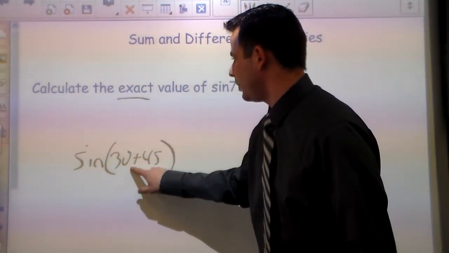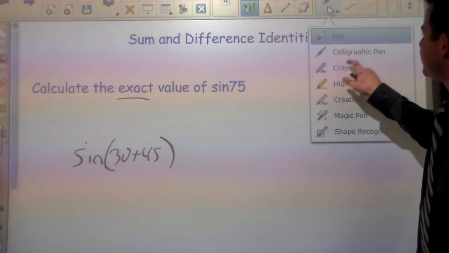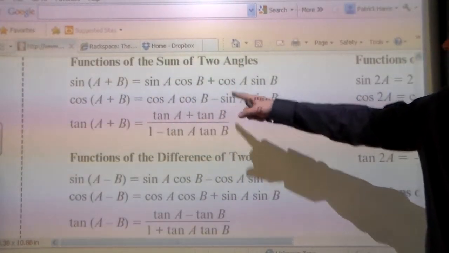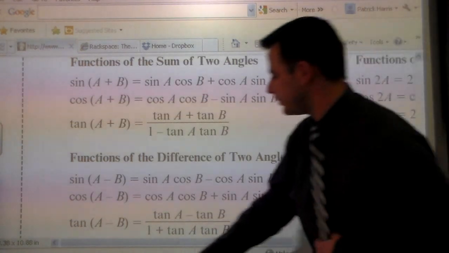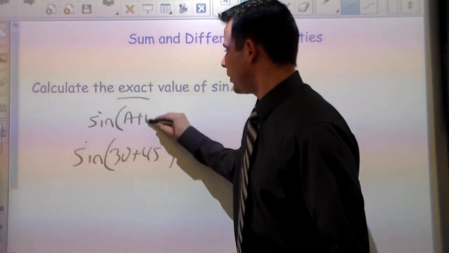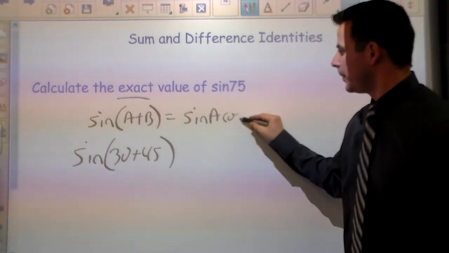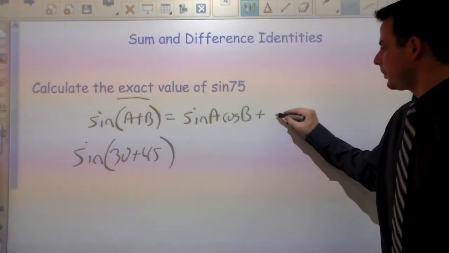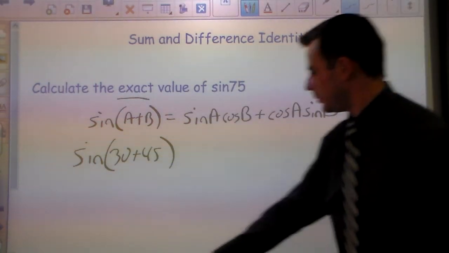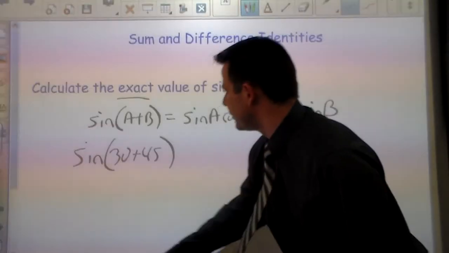Okay, so let's move this down a little bit. And let's copy the sine of the sum of two angles. So the sine of A plus B, sine A cosine B, cosine A sine B. The sine of A plus B is equal to sine A cosine B plus cosine A sine B. Just double check that. Sine A cosine B, cosine A sine B. Good. With a sum in the middle.